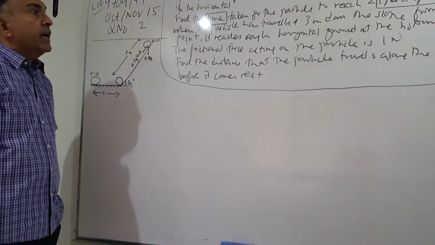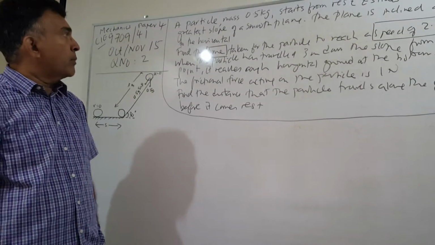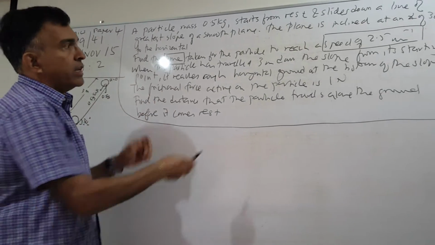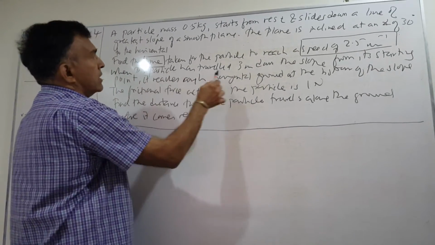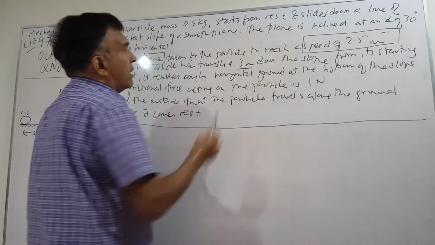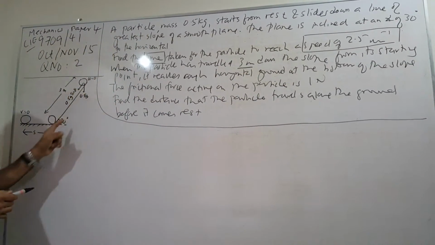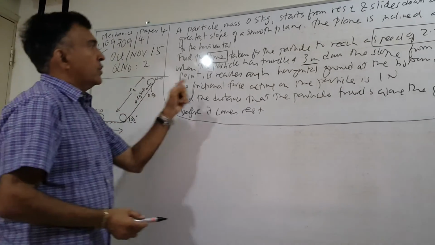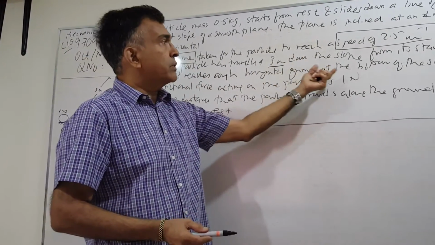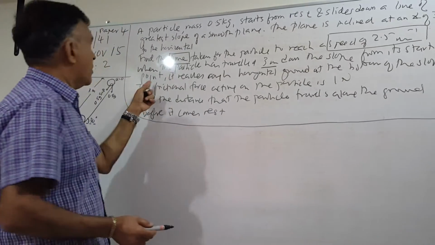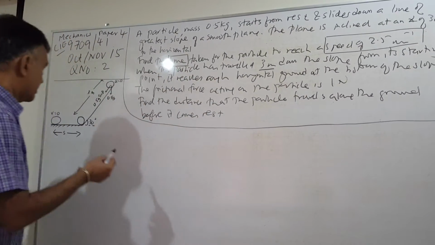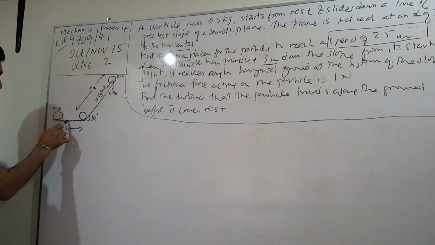In the second part of the problem, let's read on. When the particle has traveled 3 meters down the slope, as you can see, I've indicated the 3 meters on my picture here. When it has traveled 3 meters down the slope from a starting point, it reaches rough horizontal ground.